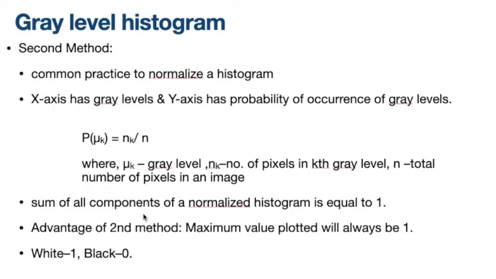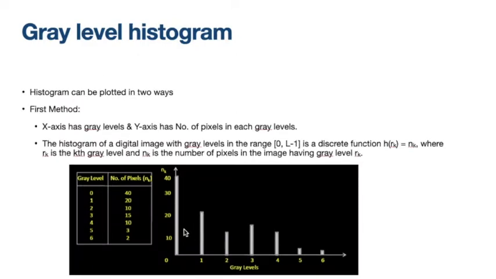Here we are normalizing a histogram. The x-axis again is the gray level itself, but the y-axis will be the probability of occurrence of the gray level. So in this histogram, the x-axis will be the same as in the first method, that is the gray levels, but instead of the number of pixels we are going to plot the probability of occurrence of each gray level.